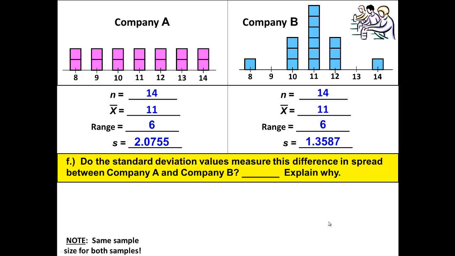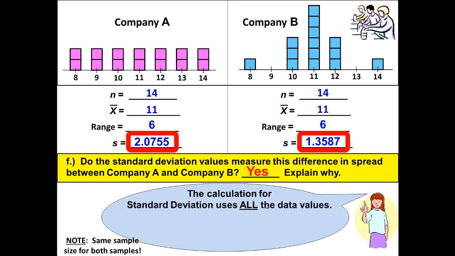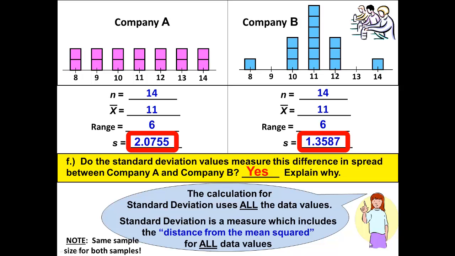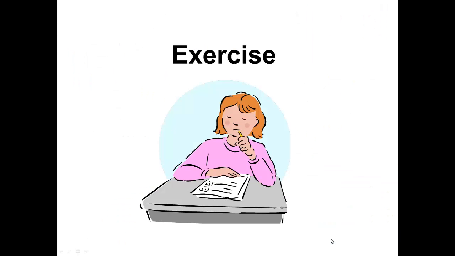Do the standard deviation values measure this difference in spread between Company A and Company B? Look at the standard deviations. Are they different? And the answer is yes. And why are they different? Because the calculation for the standard deviation does use all of the data values. Remember that when we calculated it by hand, we calculated it using every one of the data values. Standard deviation is a measure which includes the distance from the mean squared for all of the data values.